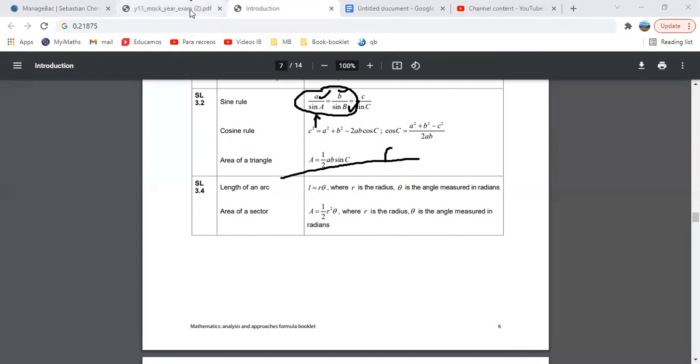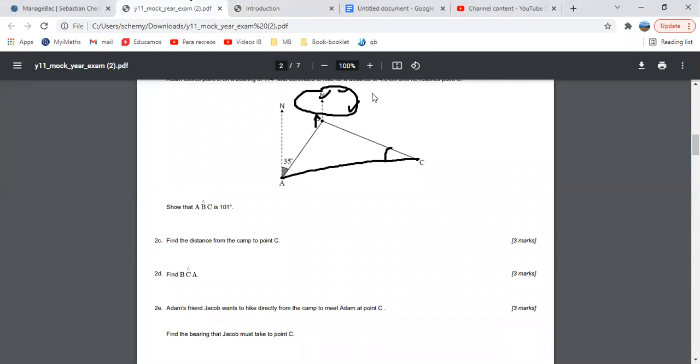So if we come and do this here, let's say this will be our side C. Let's make this our side A, and this our side B. So this will be our angle A in capital letter.